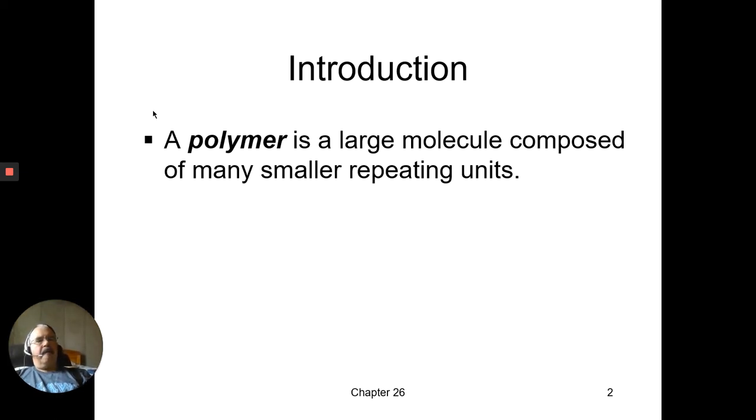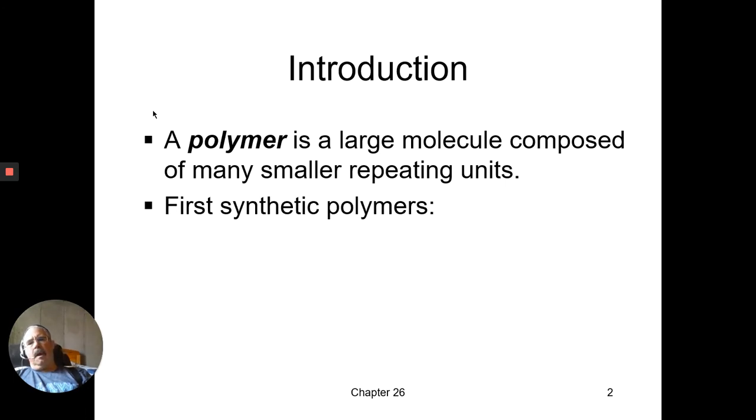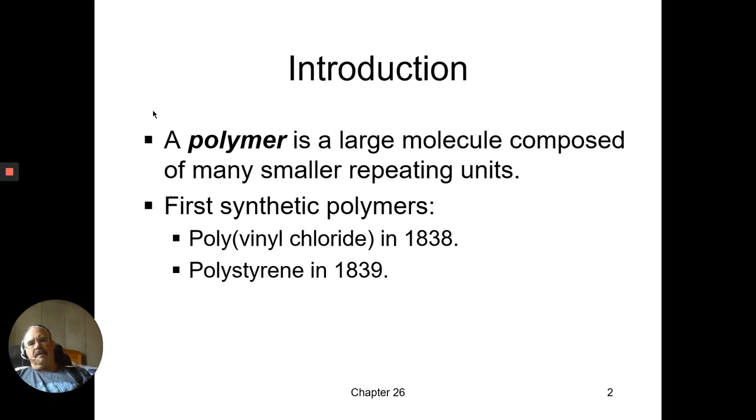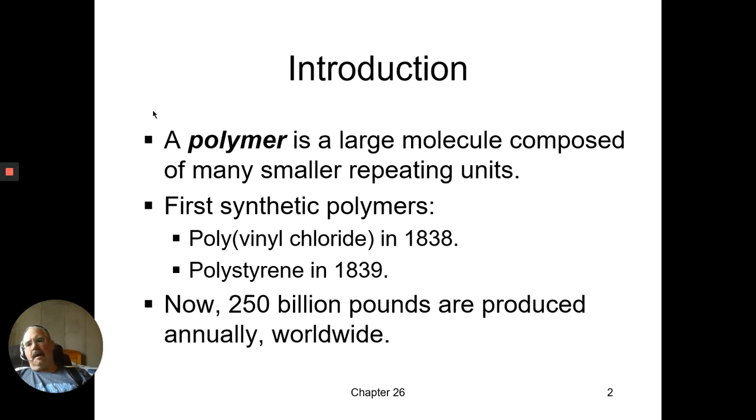And then you also have polyamides, polypeptides, which we saw in the case of proteins. The first synthetic polymers included polyvinyl chloride in 1838, polystyrene in 1839, and there have been many others. Today, there are about 250 billion pounds produced annually worldwide.